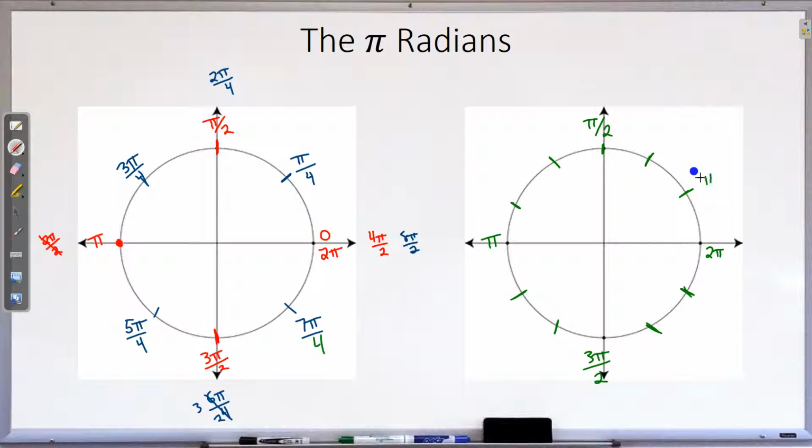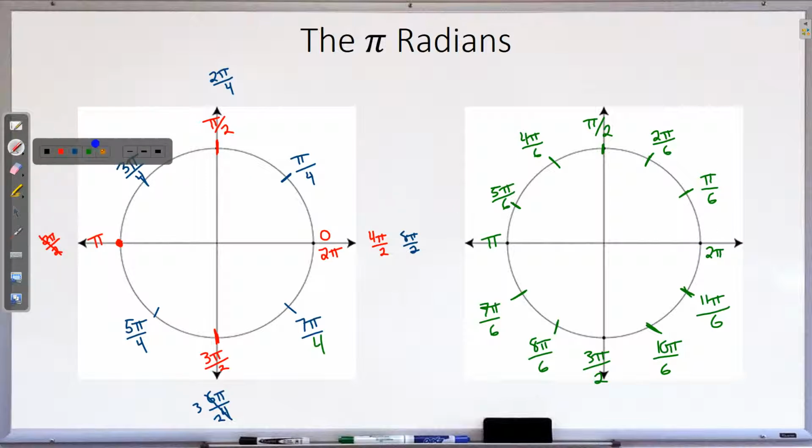So this is 1 pi over 6. This will be 2 pi over 6. This one will technically be 3 pi over 6, but it will reduce. This one will be 4 pi over 6, 5 pi over 6. This one is technically 6 pi over 6, and hopefully you can see that one reduces. 7 pi over 6, 8 pi over 6, 9 pi over 6, 10 pi over 6, 11 pi over 6, and last would technically be 12 pi over 6, but that reduces.